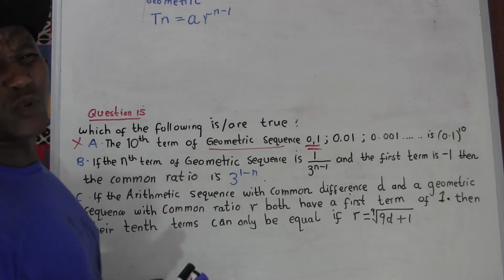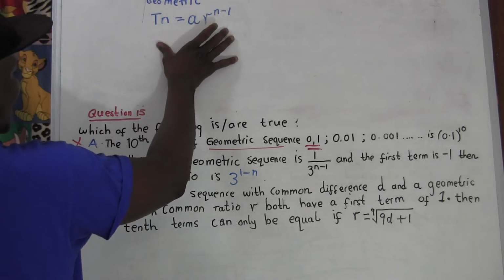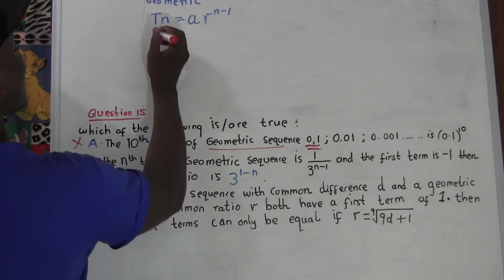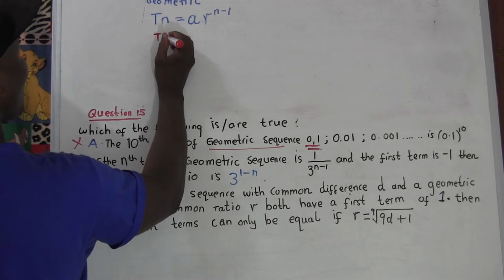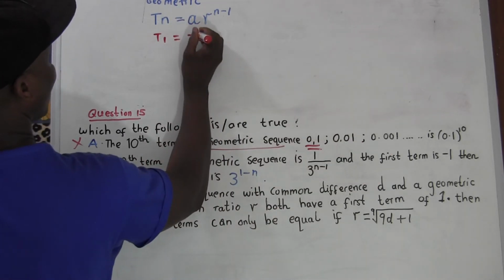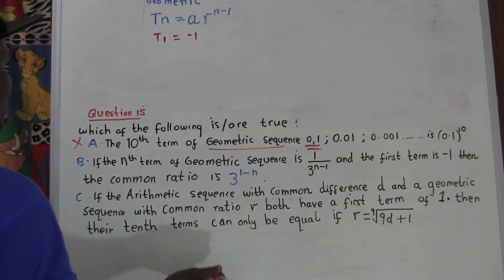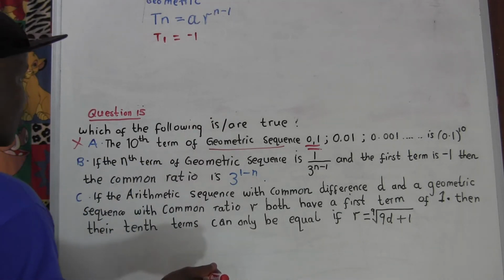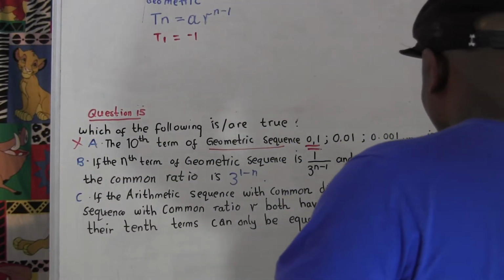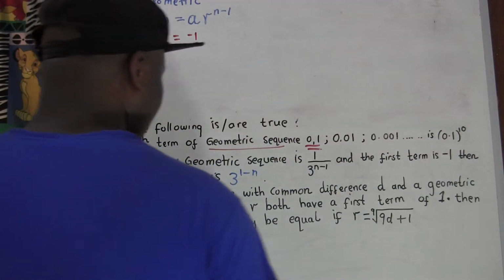So there's a lot of ways I can do this question. If they give me this, and I know my first term, what is my first term? First term equals -1. So if I want to find term 1, the first term is going to be A. Do you know A? A equals -1. Do you know the common ratio? I don't know. That's what I'm looking for. But they gave me here Tn.